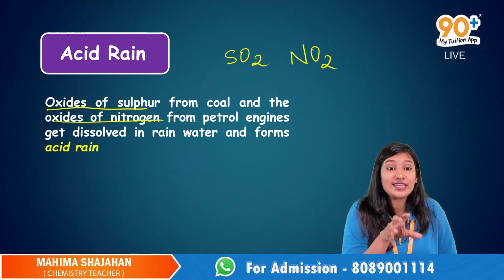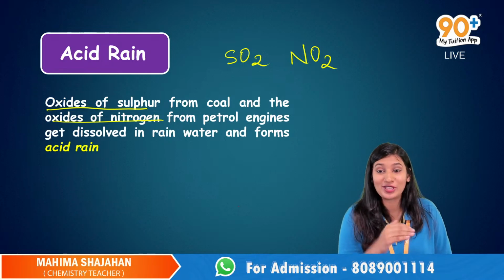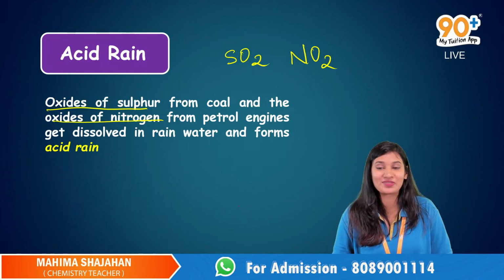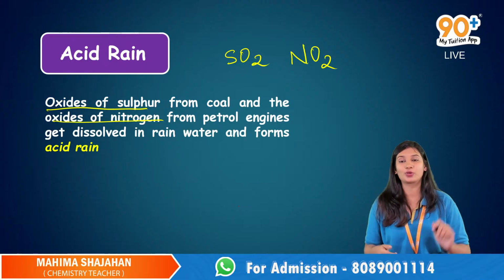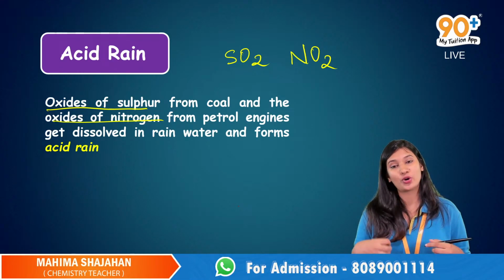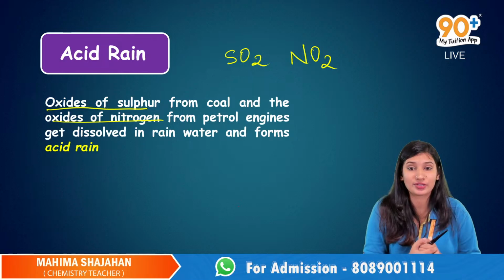So when you write SO2 and NO2, the 2 should be a subscript, okay? Don't write it as a superscript. Yes, I'll show you the slides. So when these fuels burn, they produce what? Some amount of sulfur dioxide and nitrogen dioxide as well.